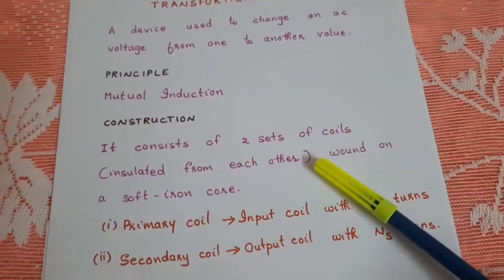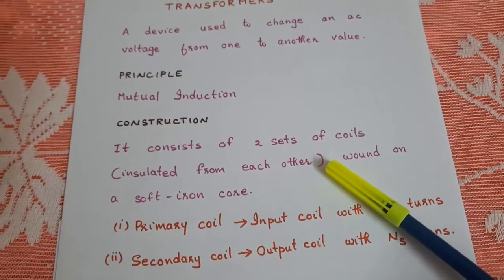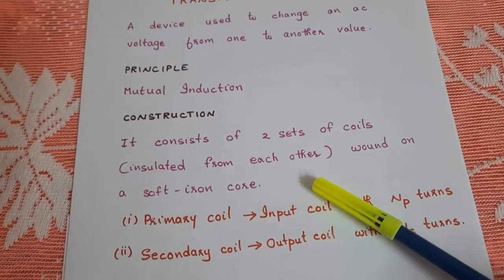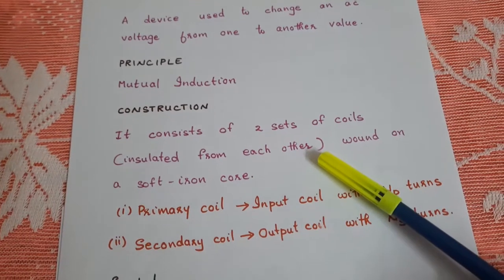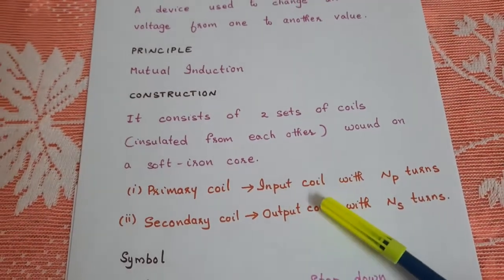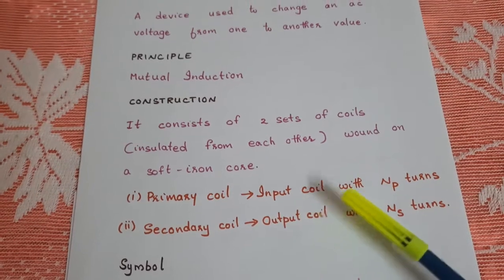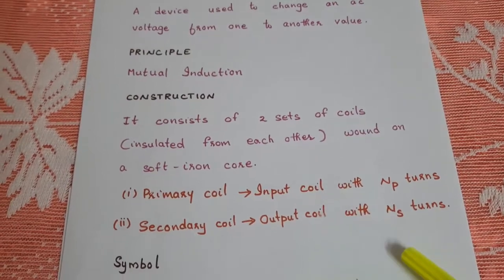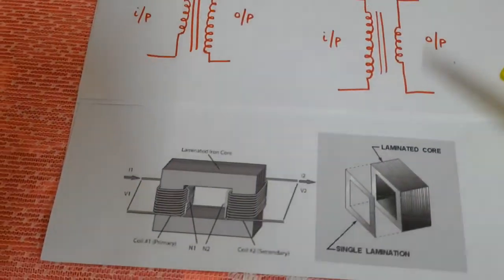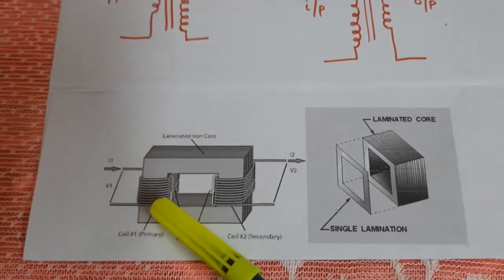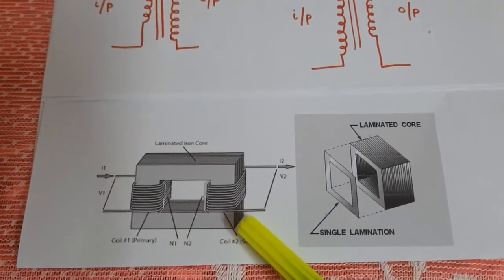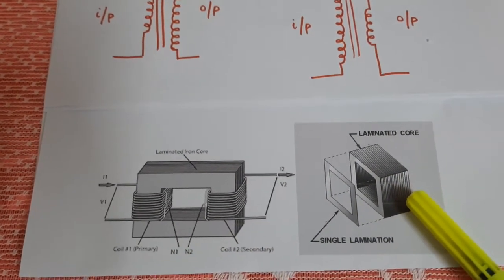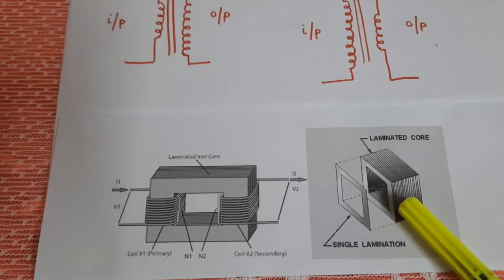Let us see the construction. It consists of two sets of coils, primary and secondary, wound on a soft iron core. Both are insulated from each other. The primary coil is called input coil with the NP turns. The secondary coil is called output coil with the NS turns. So primary coil and secondary coil wound on a soft iron core. The laminated core is used to reduce eddy current.